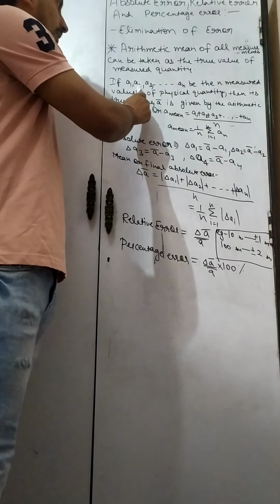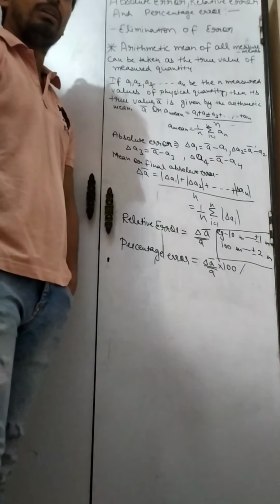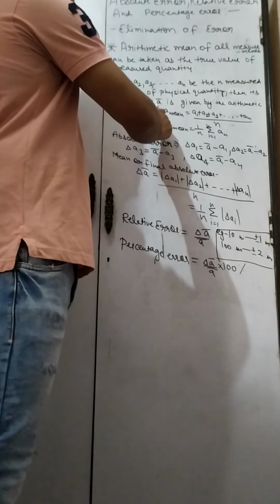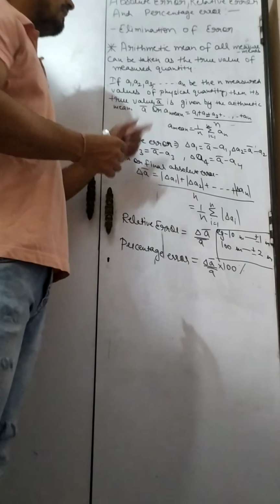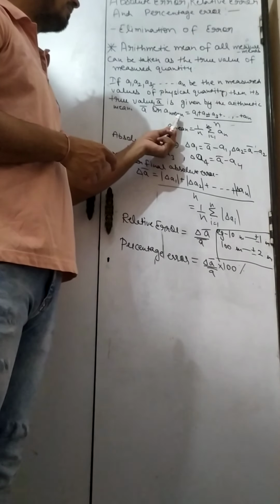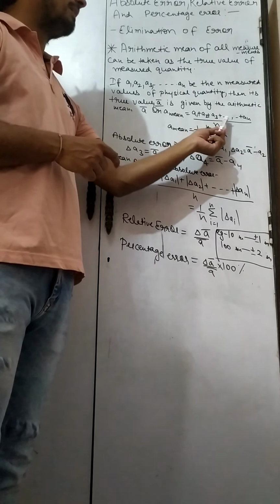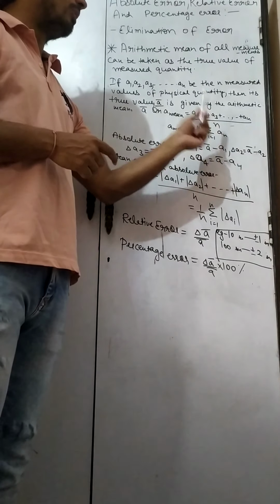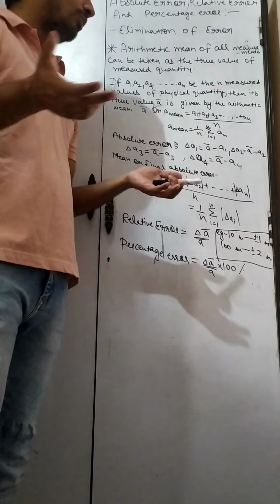Suppose A1, A2, A3 up to An are the n measured values of a physical quantity. Then its true value, represented by A bar, is given by the arithmetic mean: A bar or A mean equals A1 plus A2 plus A3 and so on up to An, upon n. This is the way of taking the mean, as you all know.